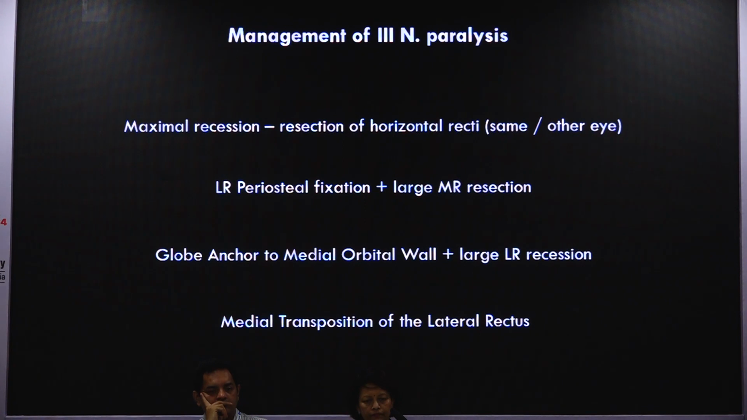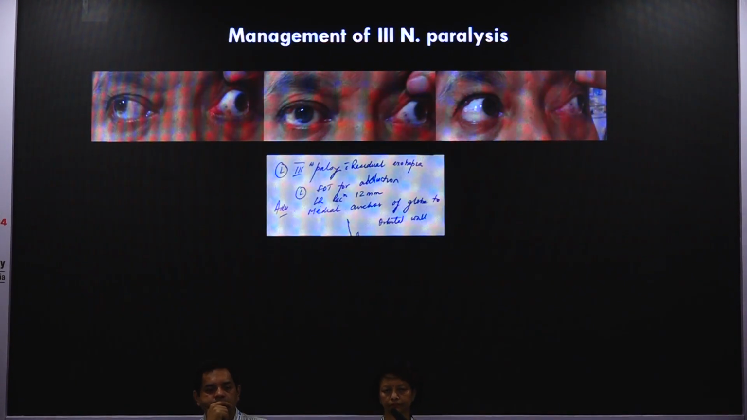If the lateral rectus is still significantly effective, then maybe a periosteal fixation may help. But a globe fixation to the medial orbital wall is almost a sure shot way of correcting it. If the lateral rectus has been previously operated, really I would not recommend even trying the nasal transposition of the lateral rectus, because you are not going to succeed. It's almost likely.